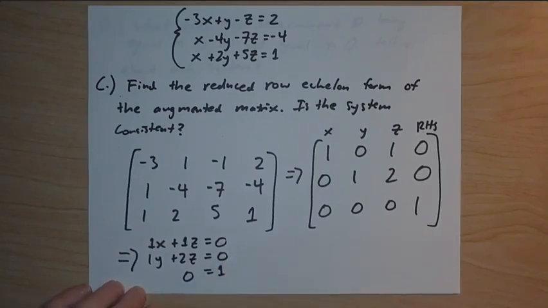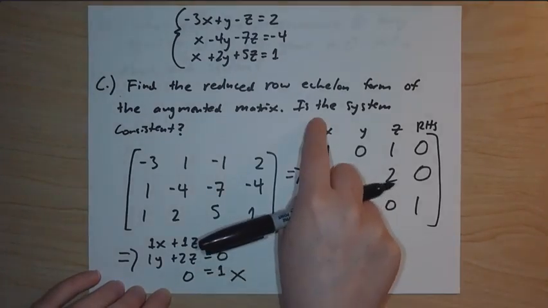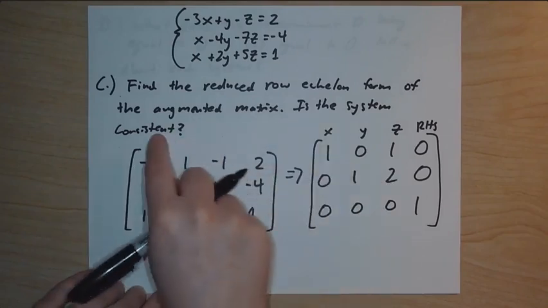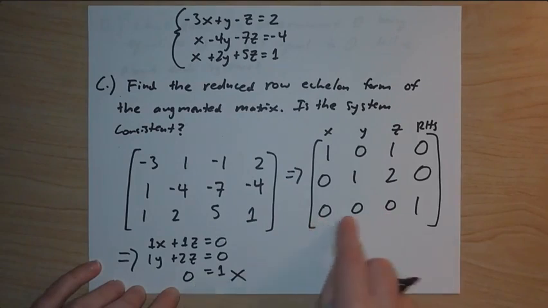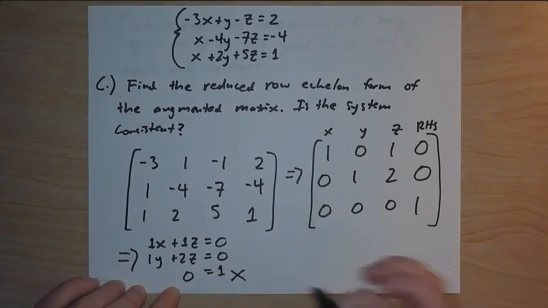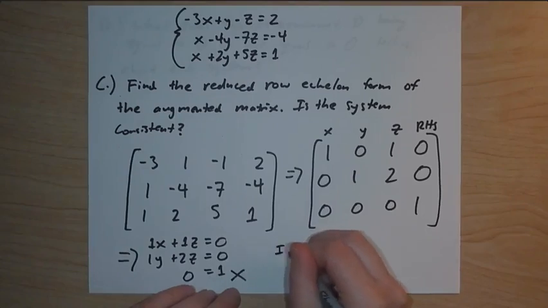So I just want you to look at this for a moment and realize that this very last row is ridiculous. We have the number 0 is equal to the number 1. This is false. This is not true. So because this is not true, we know that our system is inconsistent. It is an inconsistent system because we got a ridiculous statement. This last row says 0 is equal to 1. So it is inconsistent.